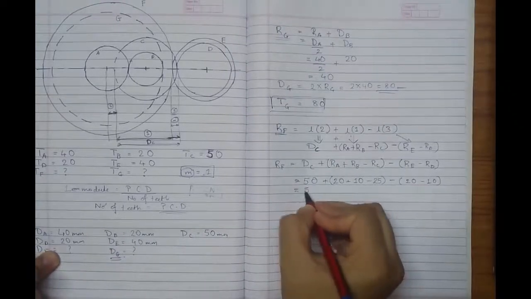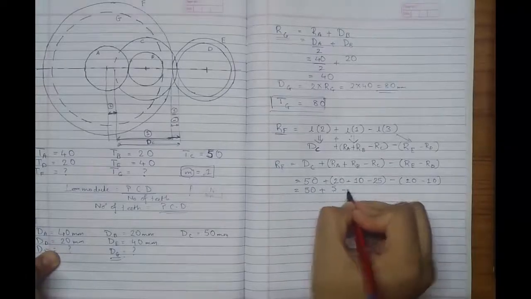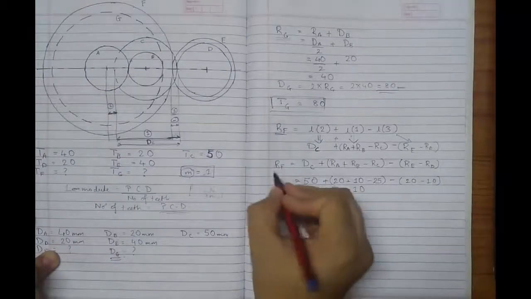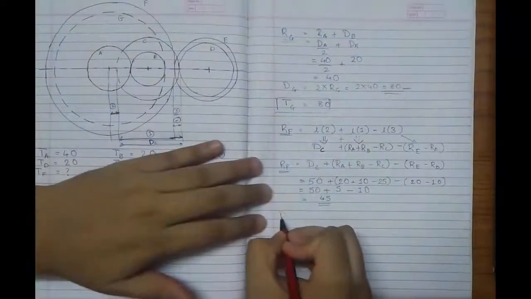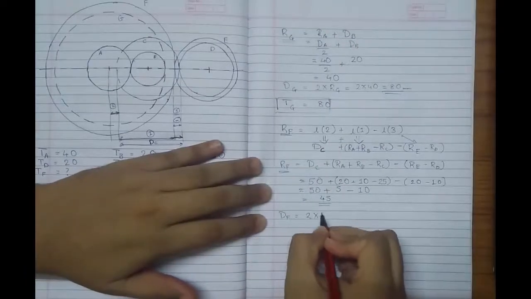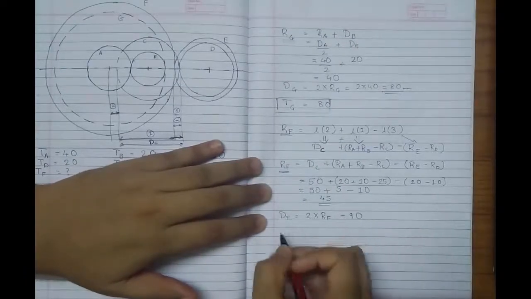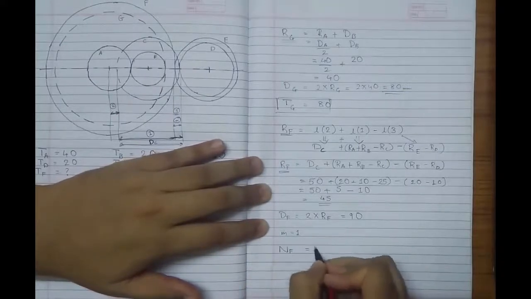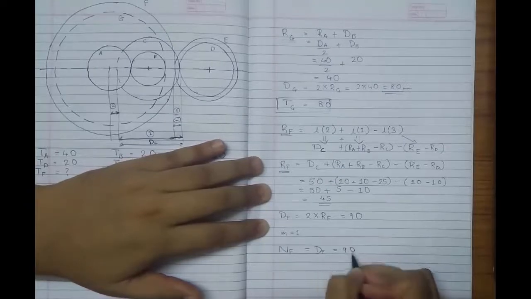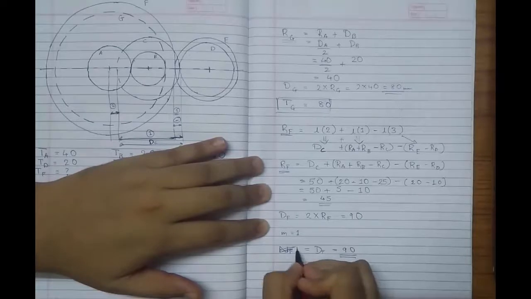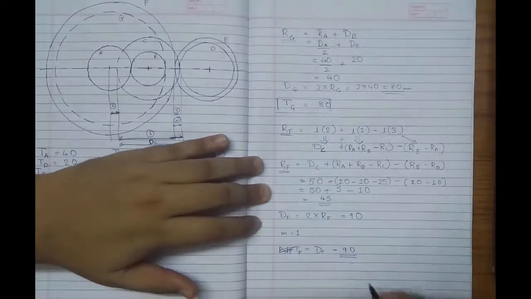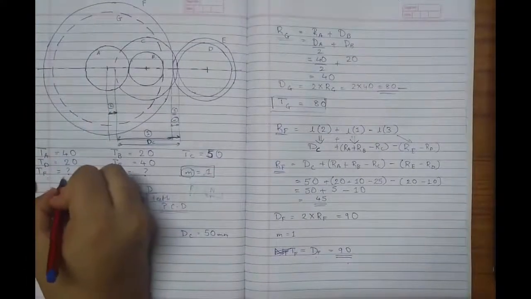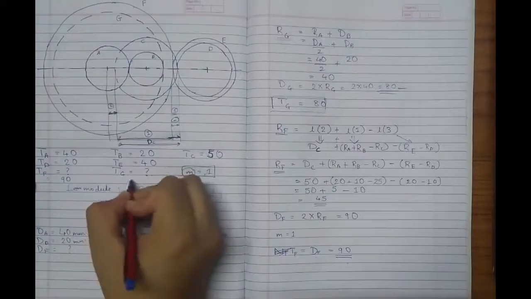So this comes out as 50 plus 30 minus 25, minus 10, which is equal to 45. This is radius of F. So diameter of F becomes 2 times radius of F, which is equal to 90. And because module is equal to 1, the number of teeth on F also is equal to diameter of F, which is 90. So we have found out number of teeth on F, which is 90, and number of teeth on G, which is 80.